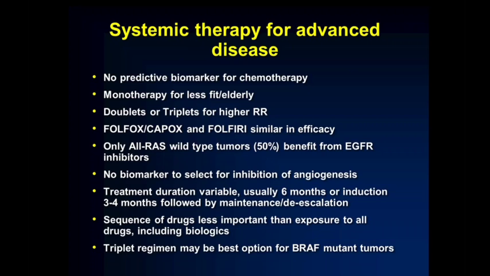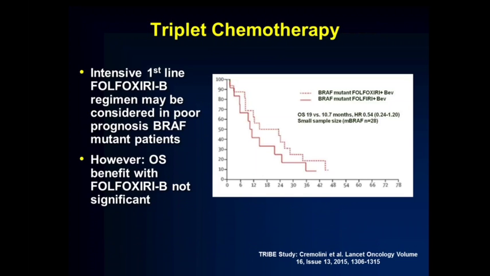So again, exposing them to all of the agents and maybe giving them all of the drugs up front might be the best option. And here's that data that's based off of, and it's small numbers, but when patients got FOLFOXIRI with bevacizumab or Avastin, in those that had BRAF mutations, they did better with FOLFOXIRI and bevacizumab than with FOLFIRI and bevacizumab. And it looks like the survival was 19 months versus 10.7 months.